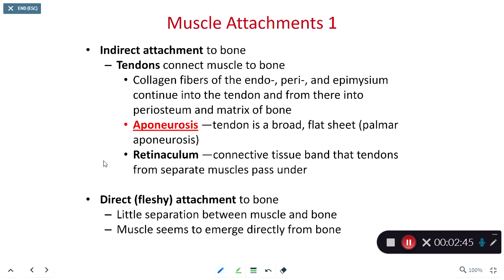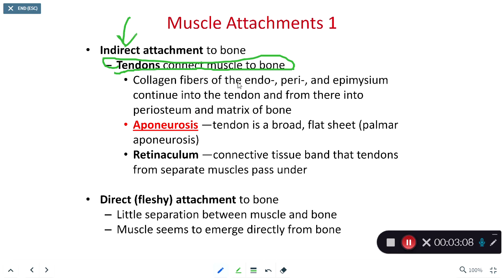Now, I had mentioned previously, but I'll mention it again, tendons connect muscles to bone. At this point, I hope it's common knowledge for you. Tendons connect muscles to bone, and that's probably the single most well-discussed way of attaching a muscle to bone. This is an indirect attachment.